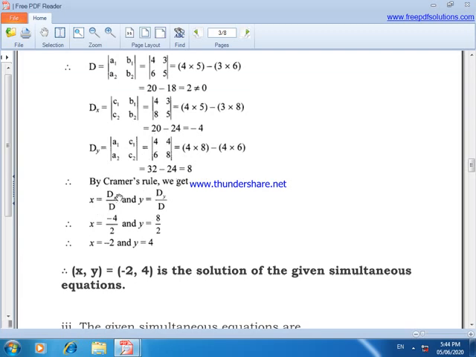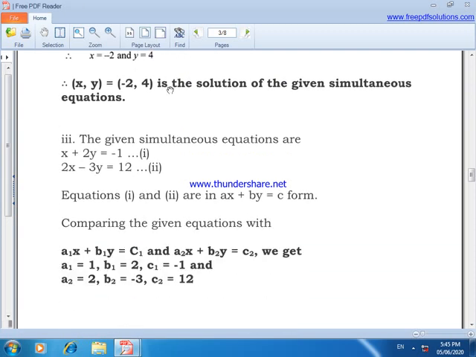By Cramer's rule, x is equal to dx upon d, y is equal to dy upon d. So minus 4 upon 2 and 8 upon 2. Minus 4 upon 2 is minus 2, 8 upon 2 is equal to 4. So (minus 2, 4) is the solution of the given simultaneous equations.